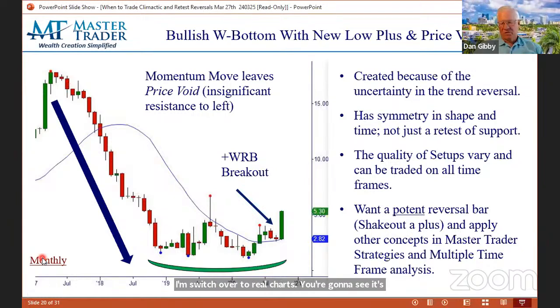Monthly chart. Momentum moved down. Went up. Is this a climo that we would trade? No. What about my retest? Broke out. Higher low. Range expansion. Yes, now I have a very confident retest pattern from a bottoming pattern with a price void. Yes.